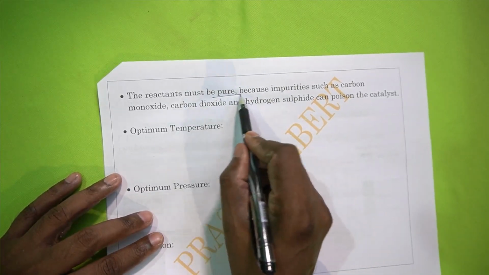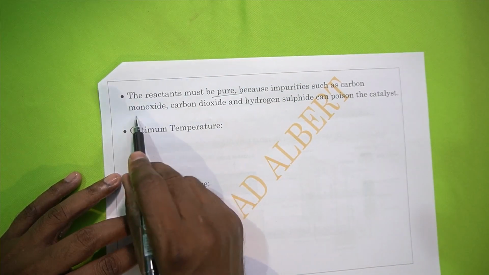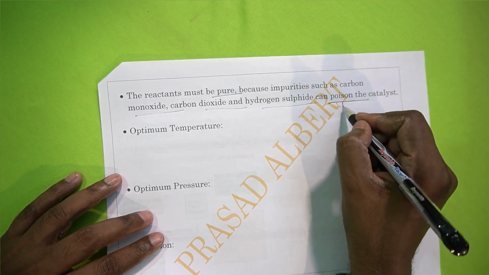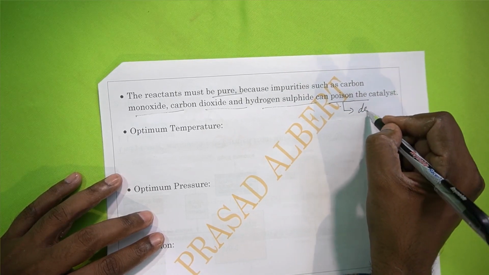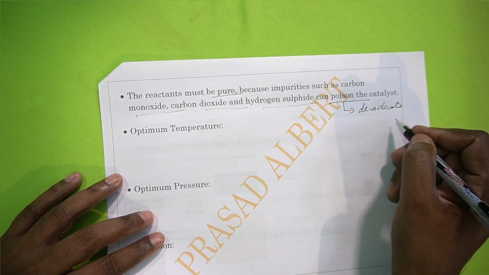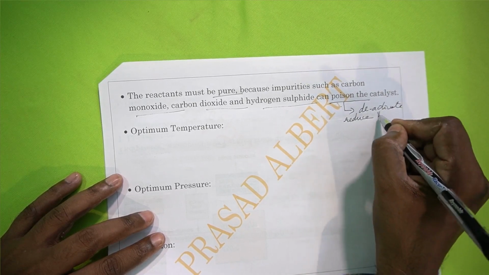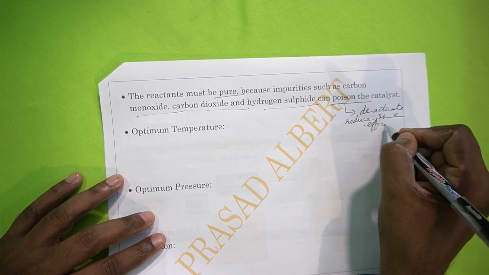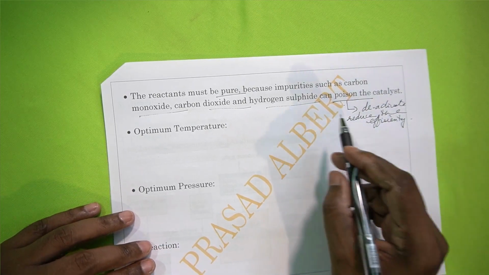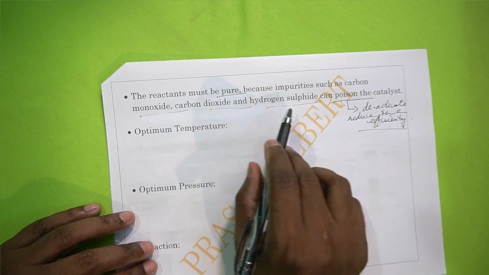Now the reactants, hydrogen and nitrogen, must be pure, because if there is any impurity like carbon monoxide, carbon dioxide or hydrogen sulfide, it will poison the catalyst. What is poisoning the catalyst? It will deactivate or reduce the efficiency of the catalyst. So the yield will be less, the product obtained will be less in quantity, and it will slow down the reaction. To avoid this, we have to keep the reactants pure.